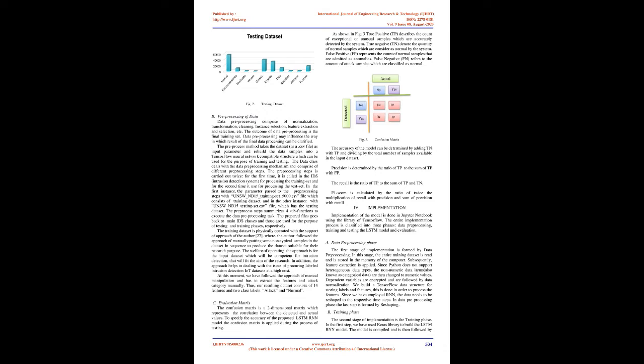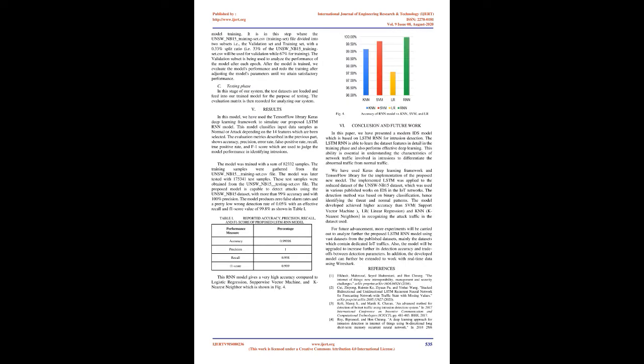B. Pre-processing of data. Data pre-processing comprises normalization, transformation, cleaning, instance selection, feature extraction and selection, etc. The outcome of data pre-processing is the final training set. Data pre-processing may influence the way in which the result of the final data processing can be clarified. The pre-process method takes the dataset, as a .csv file, as input parameter and rebuilds the data samples into a TensorFlow neural network compatible structure which can be used for the purpose of training and testing.